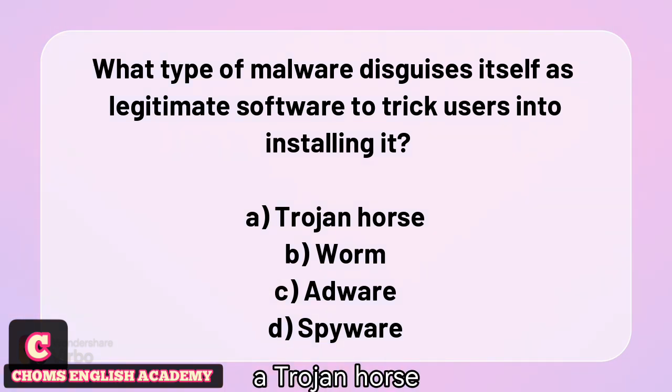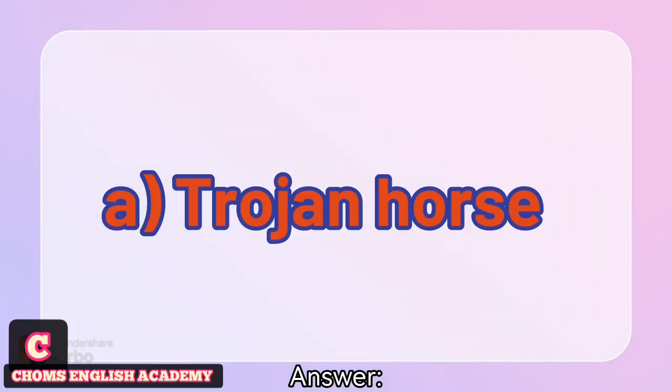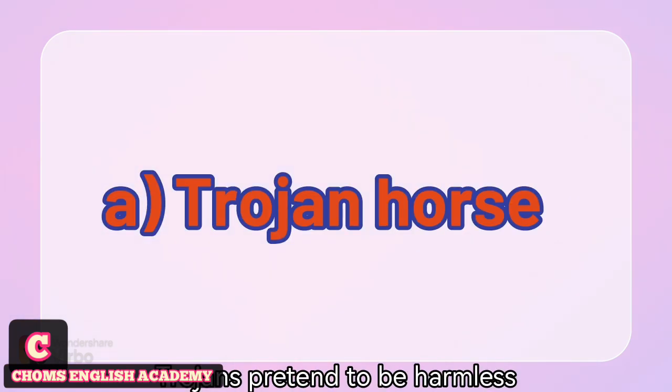What type of malware disguises itself as legitimate software to trick users into installing it? A. Trojan horse. B. Worm. C. Adware. D. Spyware. Answer. A. Trojan horse. Trojans pretend to be harmless or useful software but contain malicious code.